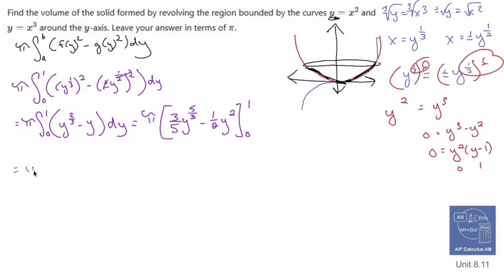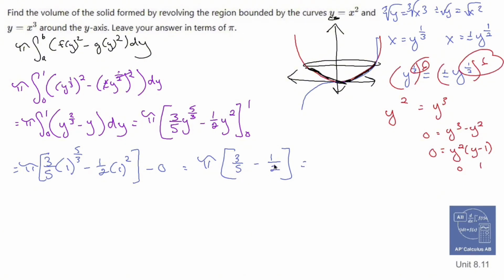Okay, pi still lives there. Plug in 1, 3/5 times 1 to the 5/3, which is going to be 1, minus 1/2 times 1 squared, which is also going to be 1, minus, if I plug in 0, you become 0. 0 minus 0 times pi is 0, so that makes life easy. You become pi times 1 times 3/5 is 3/5. 1 times 1/2 is 1/2.